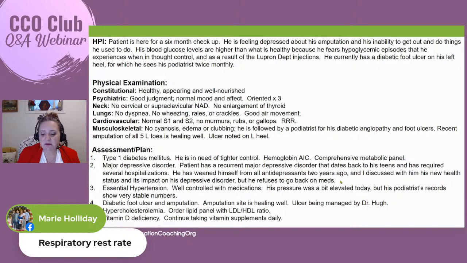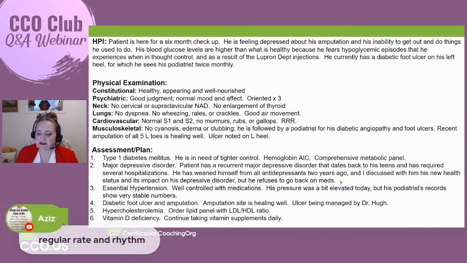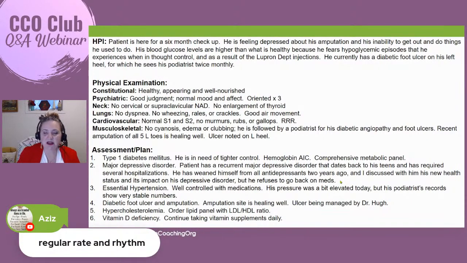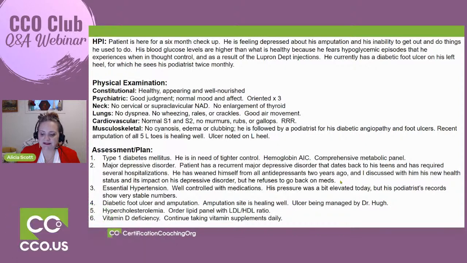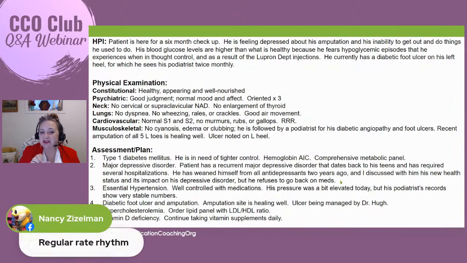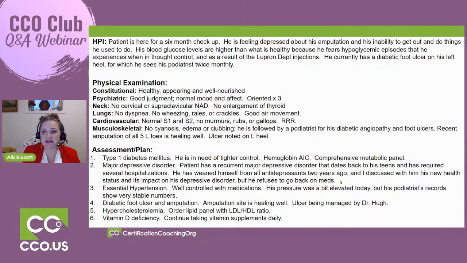So there's not much. Yes, respiratory rate. And then, very good. Regular rate and rhythm. And so again, we have a recent amputation. It's healing well on that foot, but the heel has developed an ulcer. That's not good. It's left and left, right?